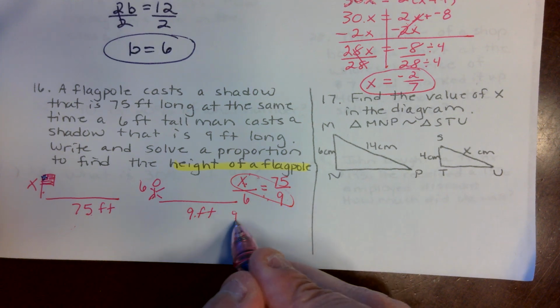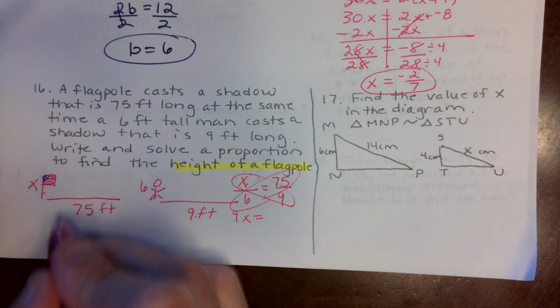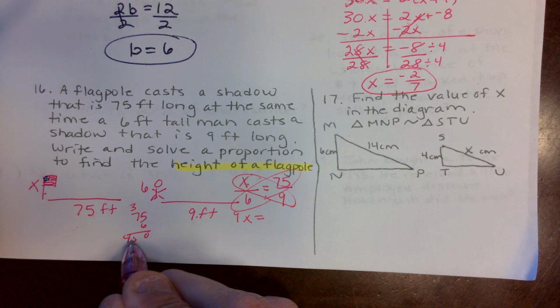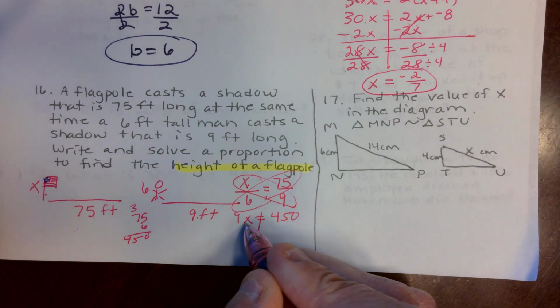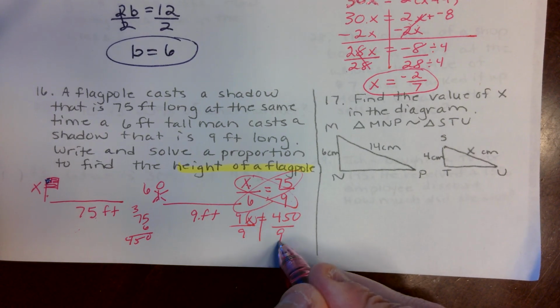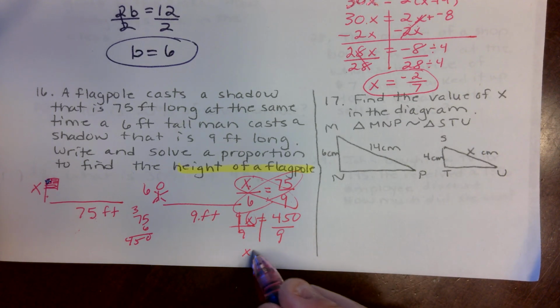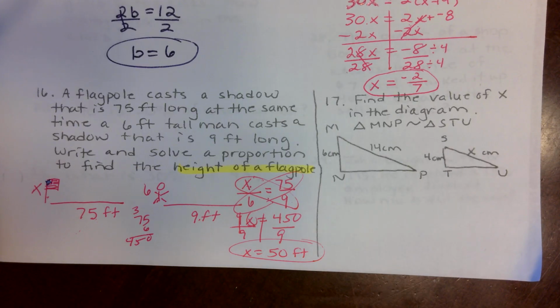Okay, so we have 9x equals 6 times 75. So what is 6 times 75? 450. Draw your line, locate your variable, divide by 9, and 9 goes into 45 5 times plus a 0. 50 feet tall. There we are.